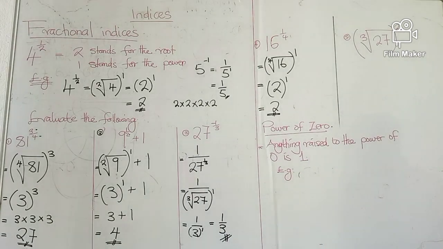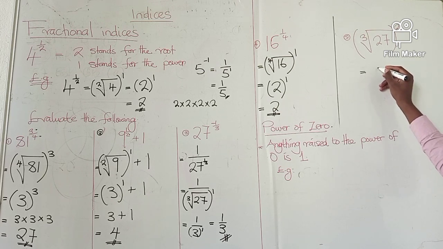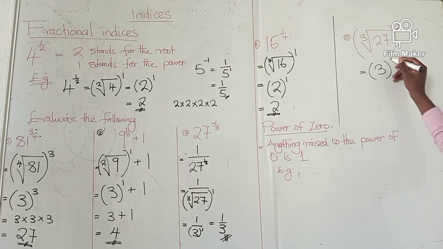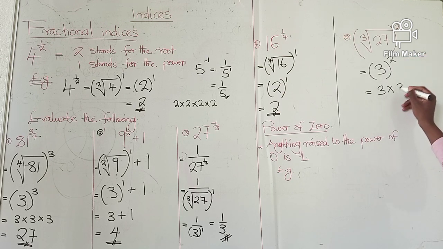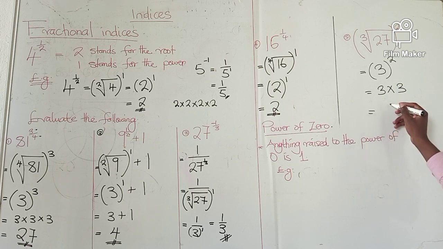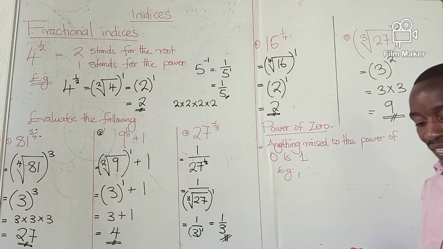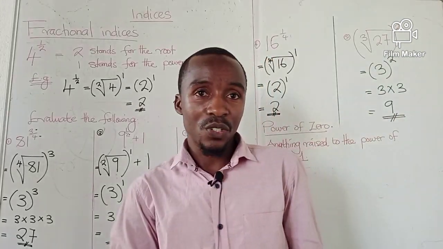Let's go to our last example. Example number 5. It says the cube root of 27, squared. What is the cube root of 27? The cube root of 27 is 3. So this is 3 to the power of 2. This means 3 times 3. So 3 times 3 is 9. So basically, that is how we deal with fractional indices.